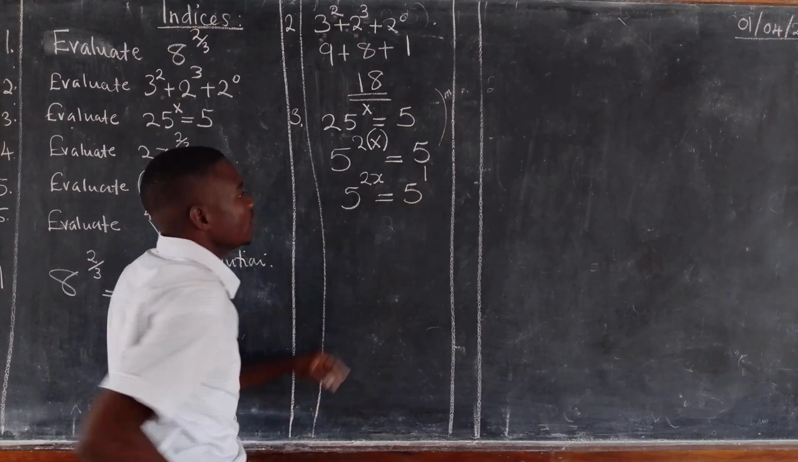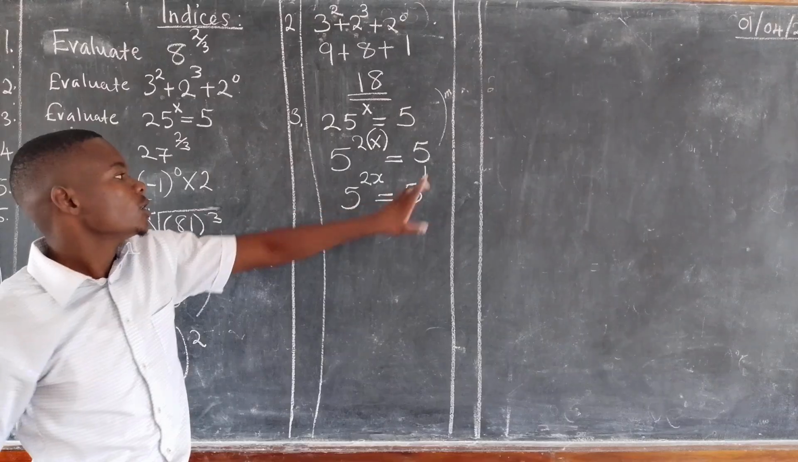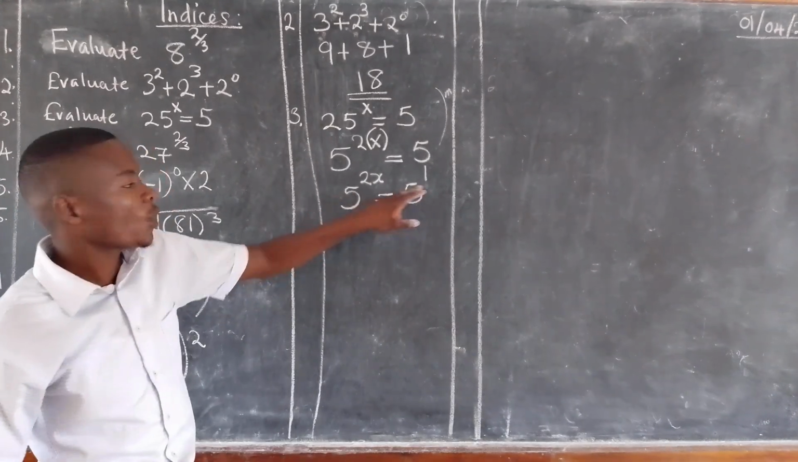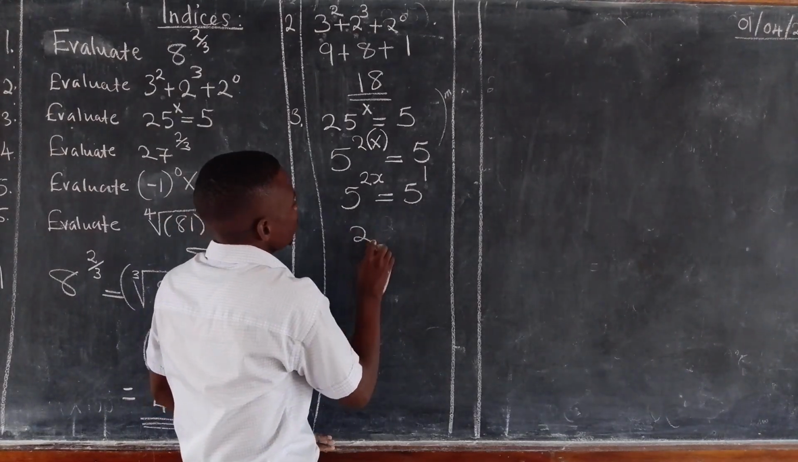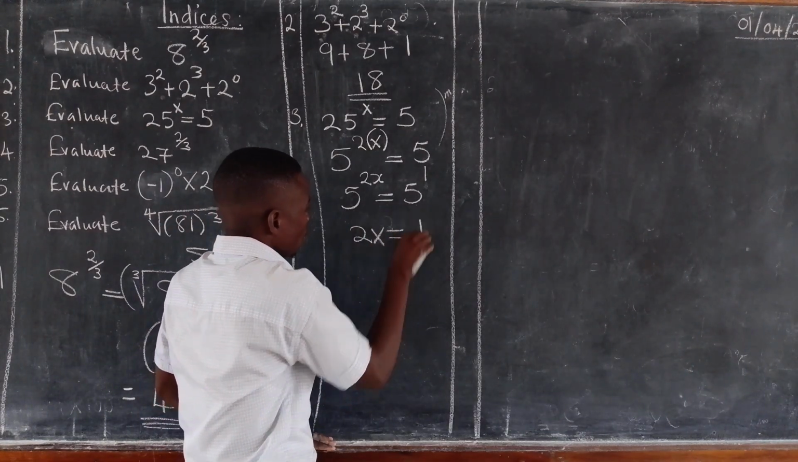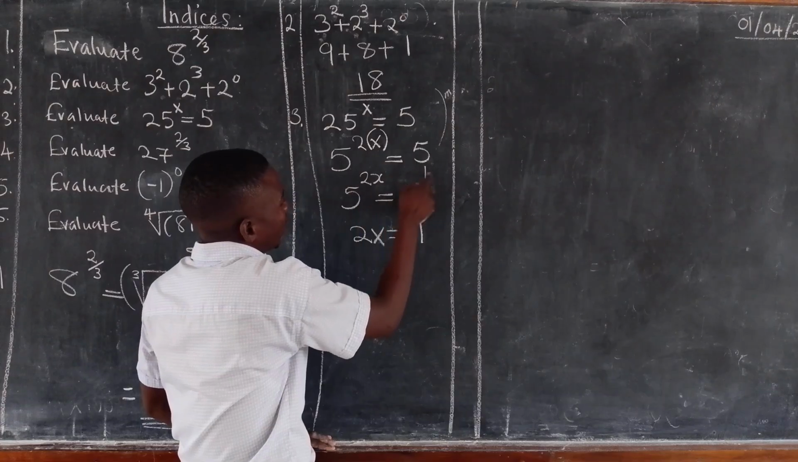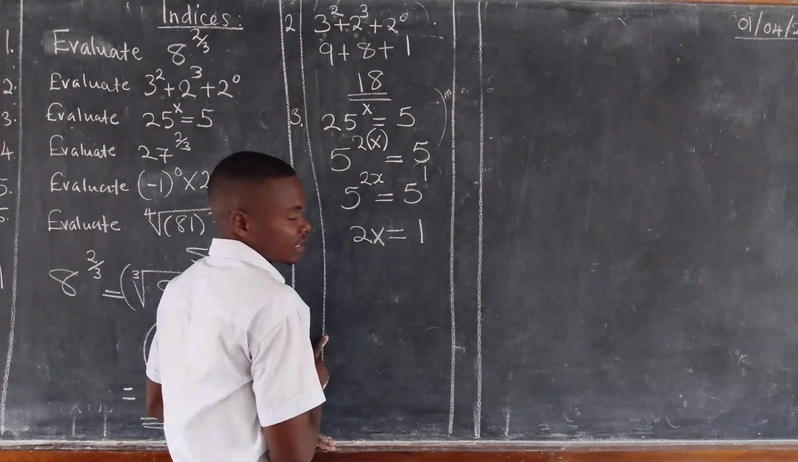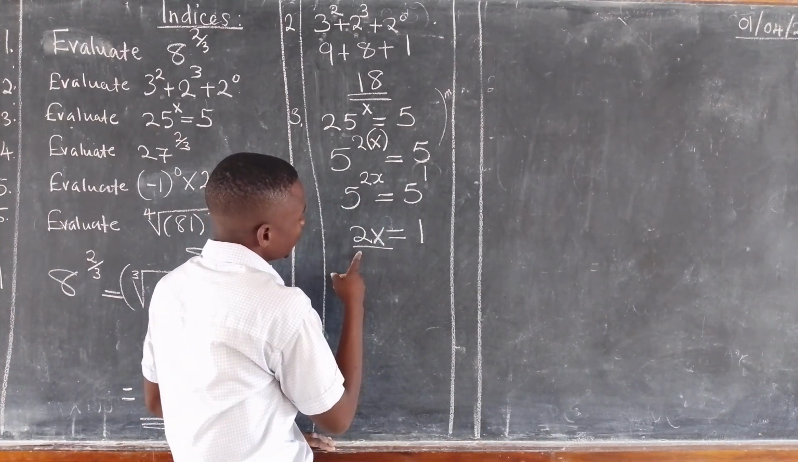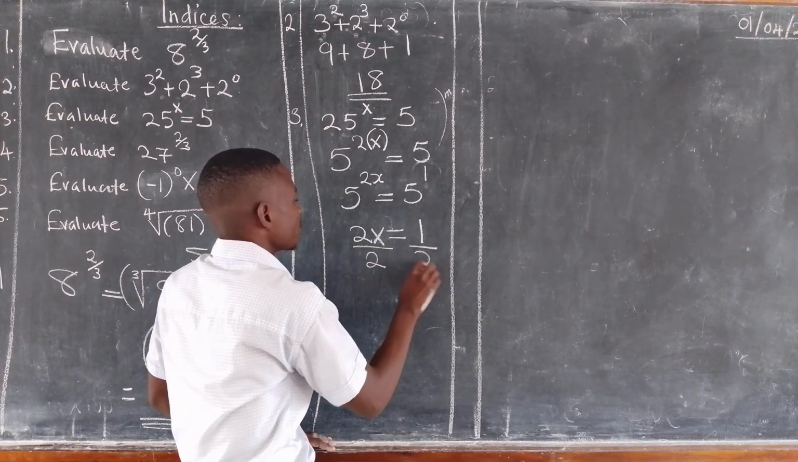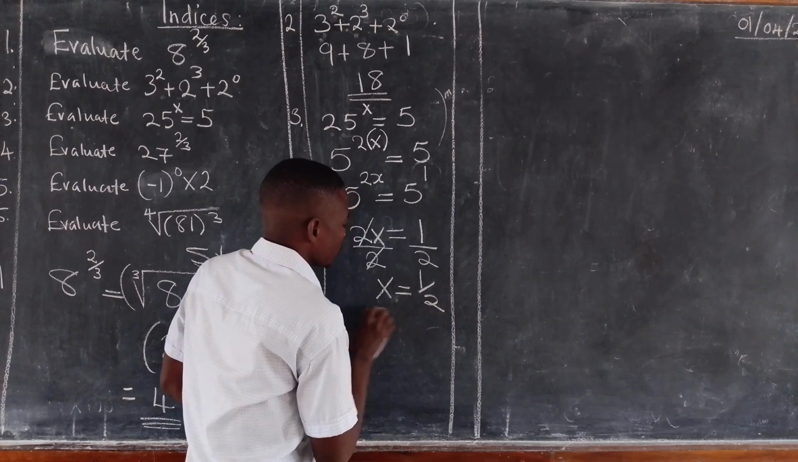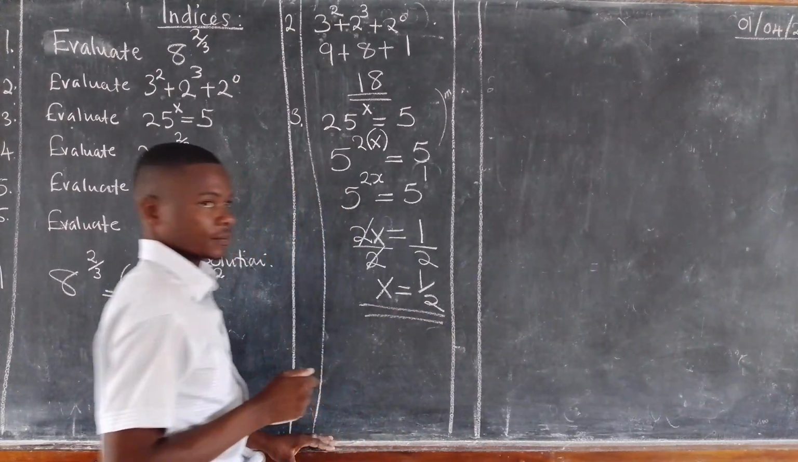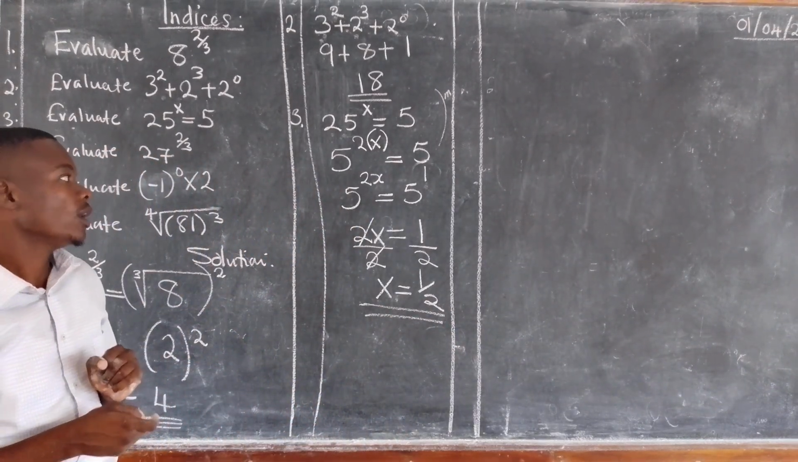So here there is an invisible power 1 which is there. So now since the bases are the same, what do we do? We just get the powers and solve for x. So we're going to have 2x is equal to 1. You just get the power and equate it to the power that you have on the other side. So to find the value of x, we are going to divide by 2 here. So we're going to have x is equal to 1 over 2. That's the value of x.